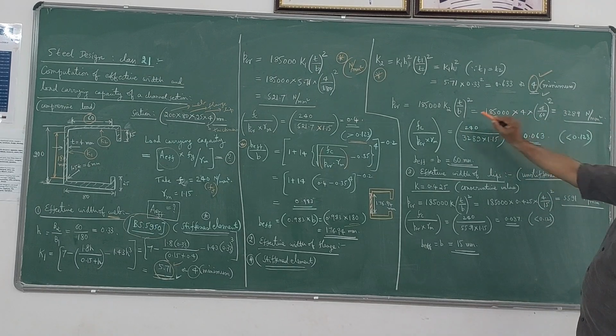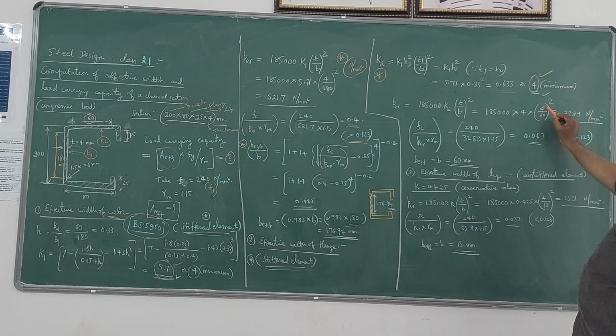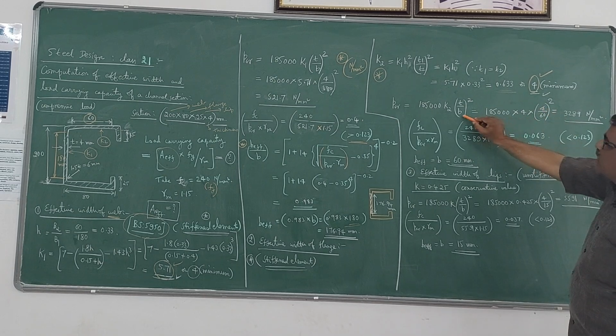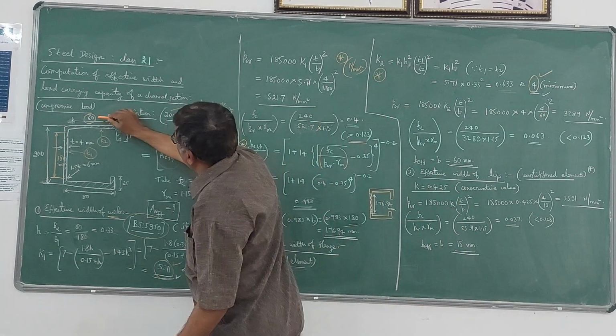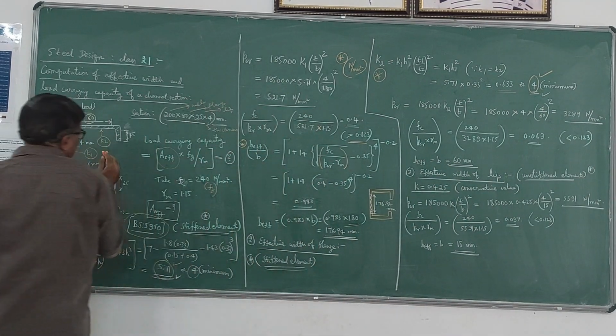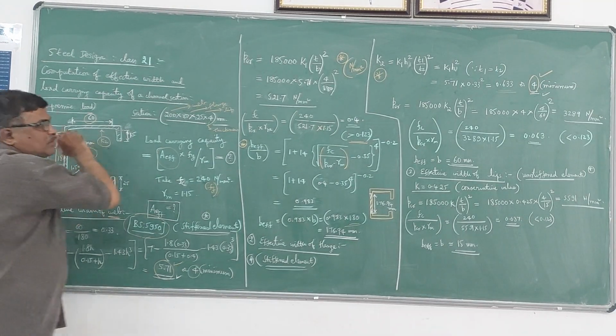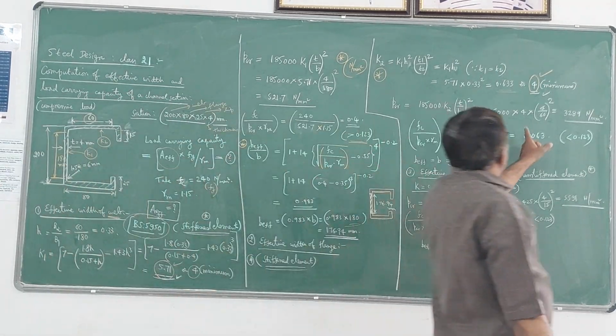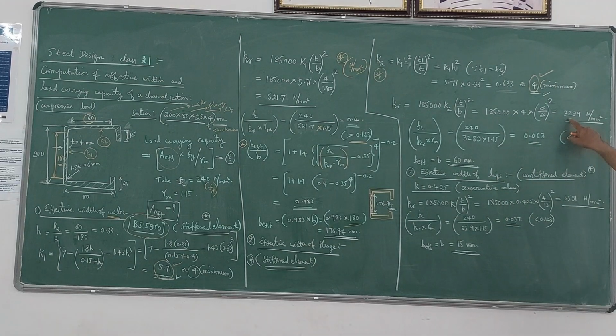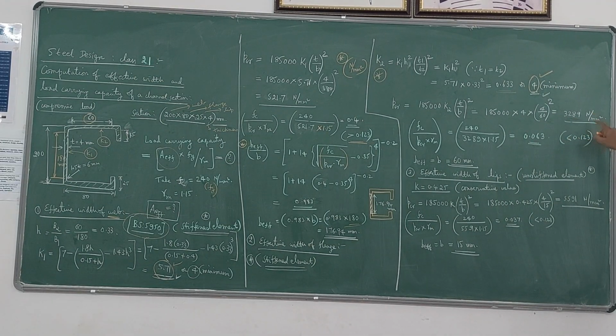So K2 is 4, thickness is 4, B is 60. We have to take 60, this is the exact dimensions. You can take this as the exact dimensions. So here if you substitute, you will get the value 3289 Newton per mm square.